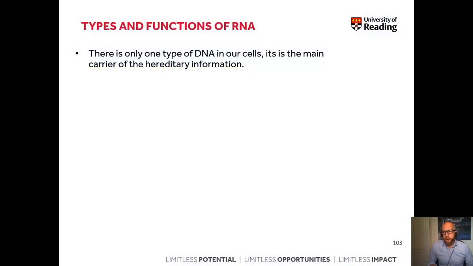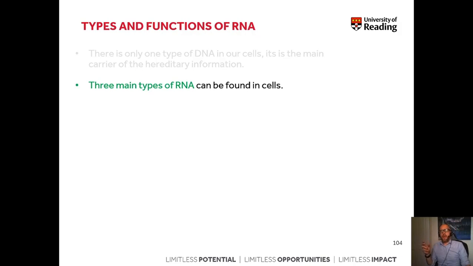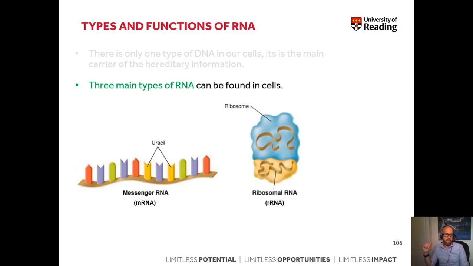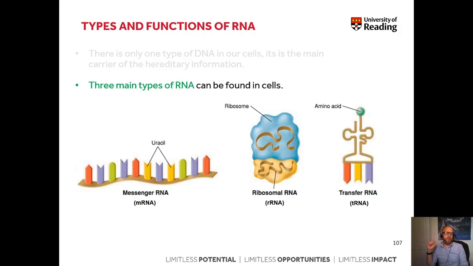As we have learned before, there is only one type of DNA in our cells, and DNA is the main carrier of the hereditary information. In contrast, there are three main types of RNA that can be found in human cells. We have the messenger RNA, short mRNA. We have the ribosomal rRNA, and there is also tRNA. Those are the three main types of RNA.